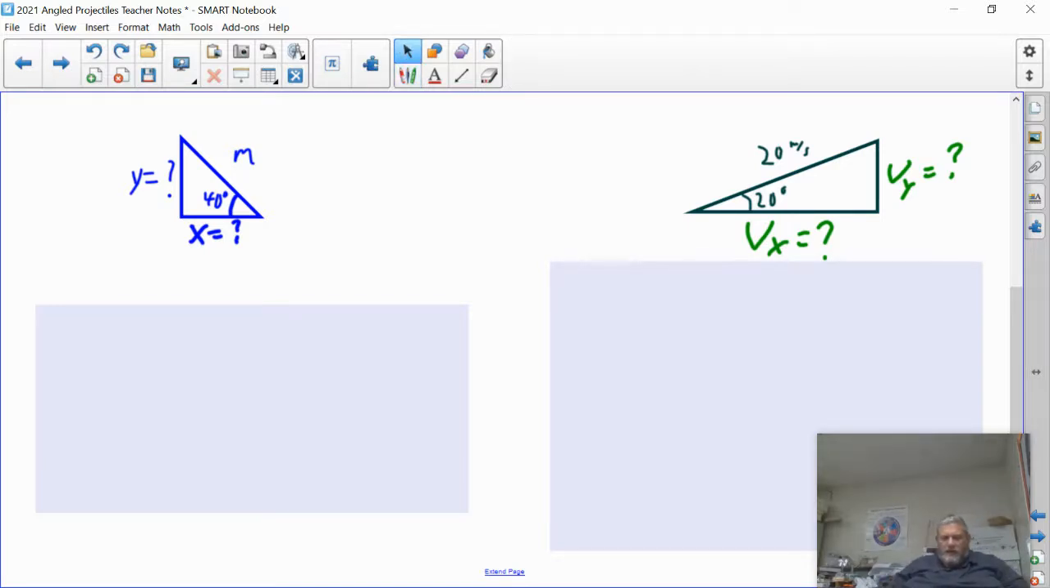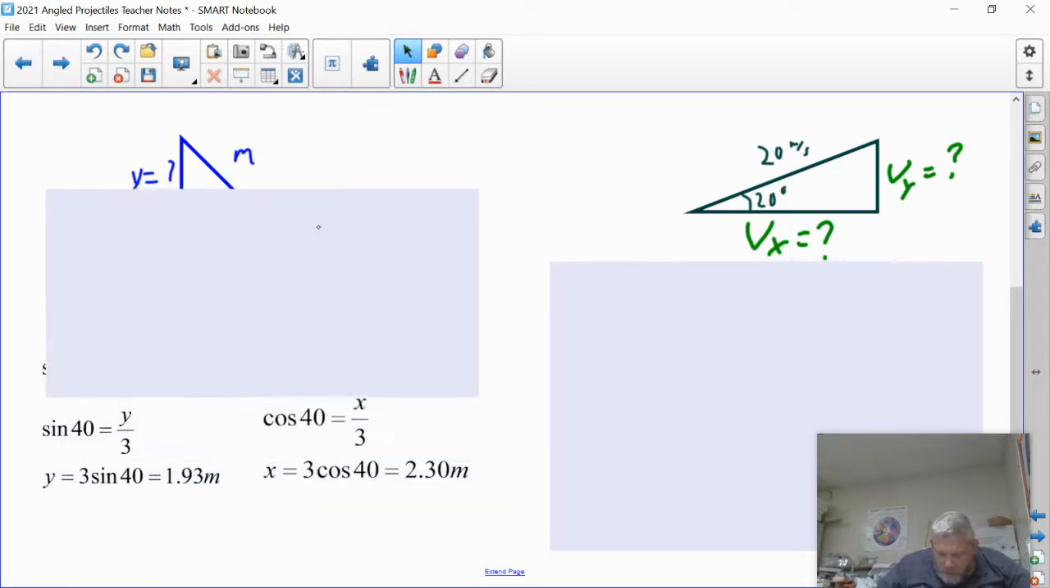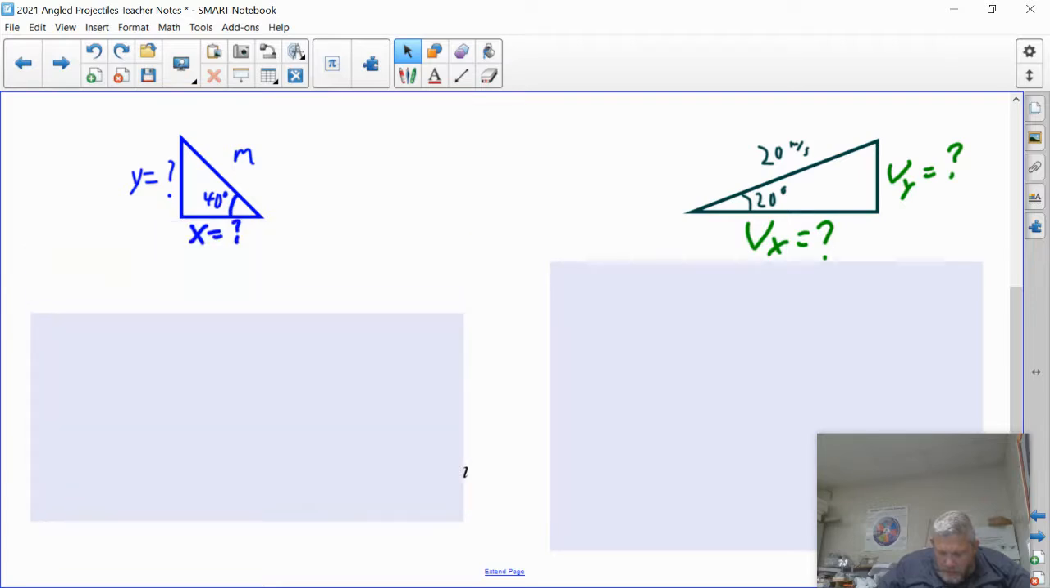Okay, so I have this right triangle. Oops, hang on a second. Let's see. All right, I'm not sure what happened.